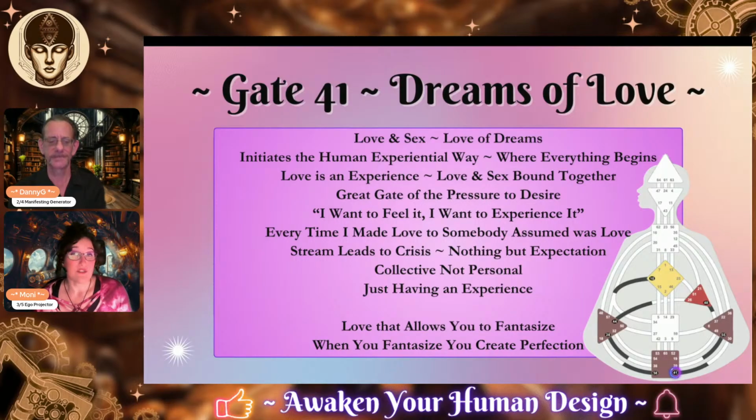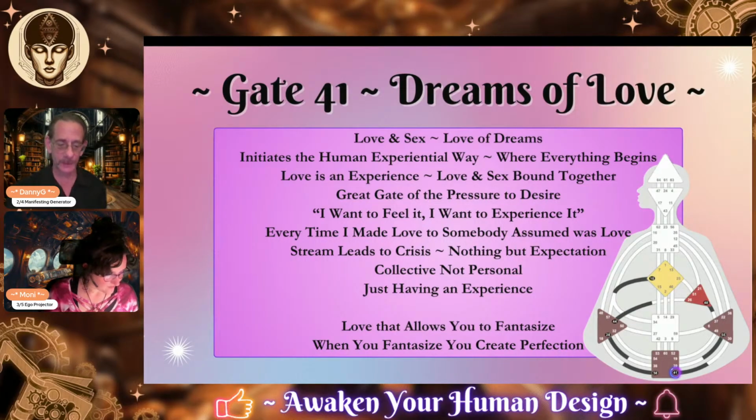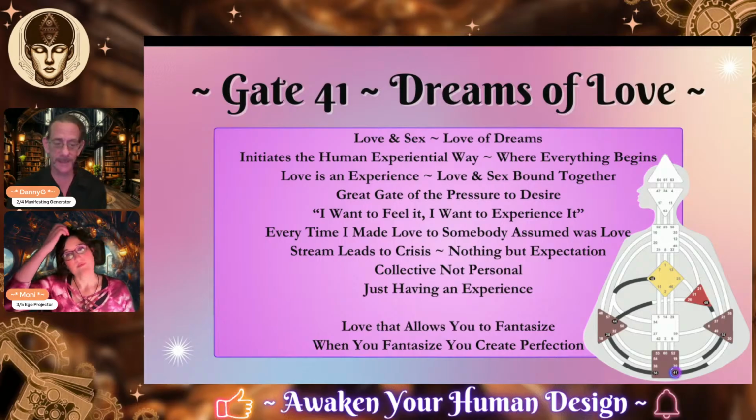This stream leads to crisis, gate 36. So there's nothing but expectation. The collective is not personal, it's just having an experience. So this is a love that allows you to fantasize. When you fantasize, you create perfection. These love gates create types of oppositions that aren't official oppositions, but 58 and 41 clearly act as opposition to each other. One is the joy to stimulate the movement of it, that is a little bit cool on the spleen side. You know what I mean?